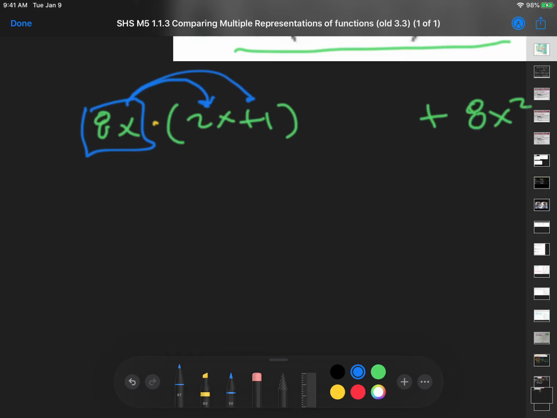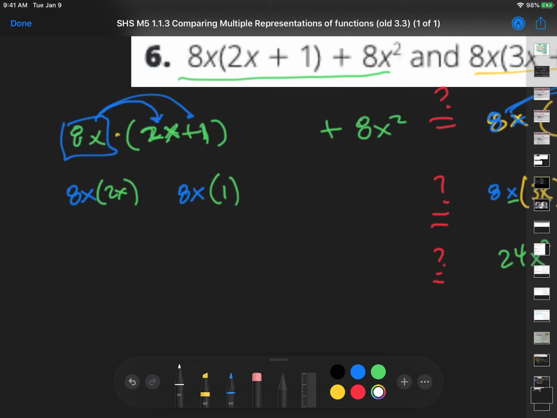So I have 8x, 8x. So 8x times the 2x, right here, and then the 8x times the 1. So let's simplify that. Now, I'm going to drop down something here because a lot of students forget stuff like this, okay? That's where we go line by line. Super helpful. 8x times 2x is 16x squared. 8x times 1 is 8x, and it's positive. That's why I wrote a plus 1, and I have 8x squared here.